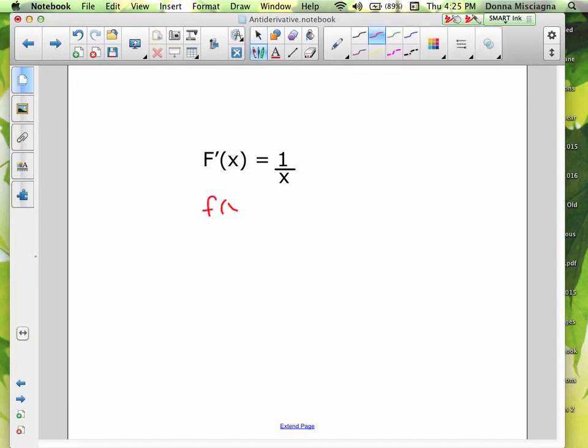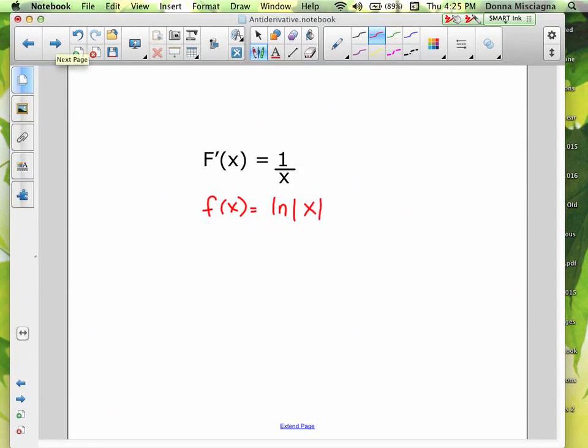And if you wrote down natural log of x, you're correct enough for me. I'm impressed enough. If you put the absolute value bars, I'm really impressed.